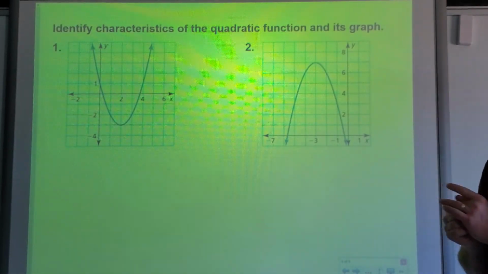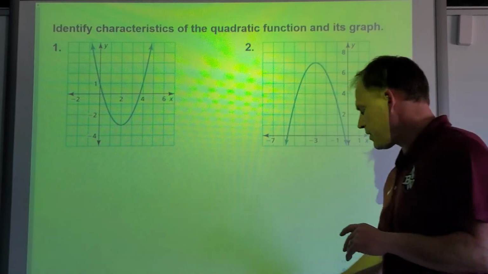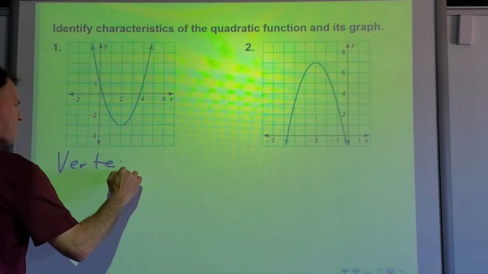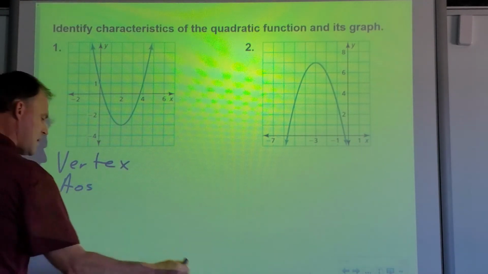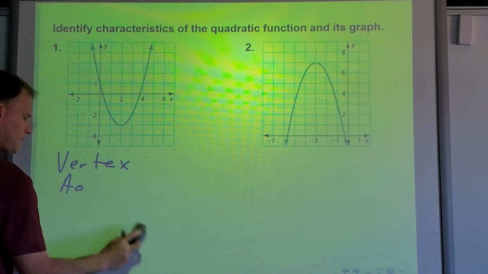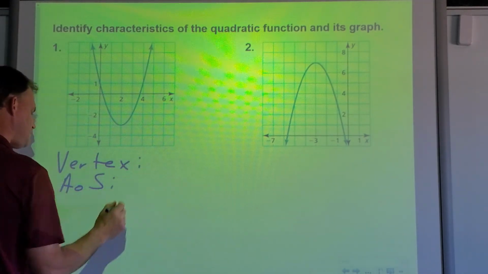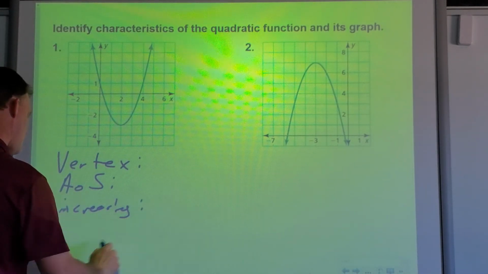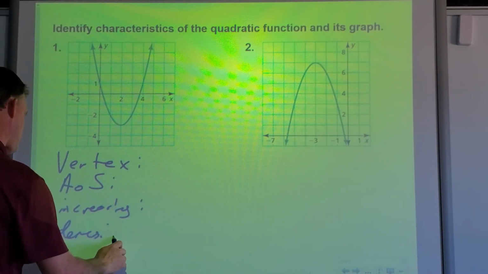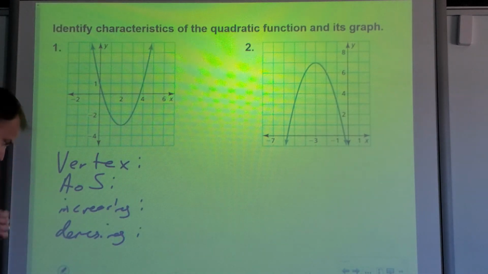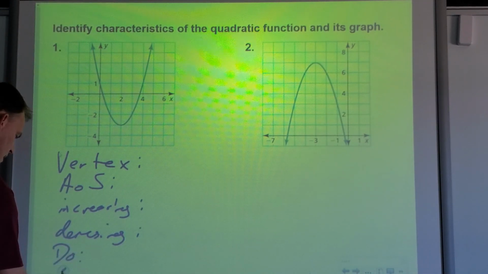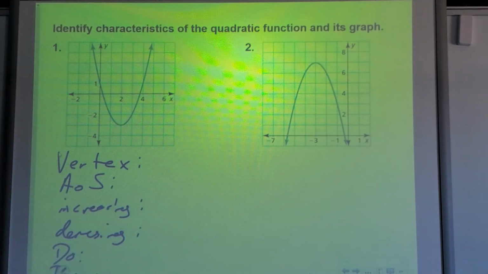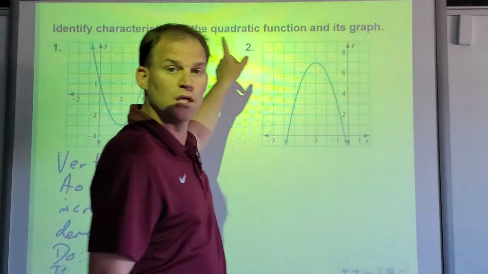Now let's talk about some other things. So see if you can tell me. I want you to tell me the vertex, axis of symmetry, where is it increasing, where is it decreasing, and what else? Oh, domain, and range. Tell me all of that for these two functions.